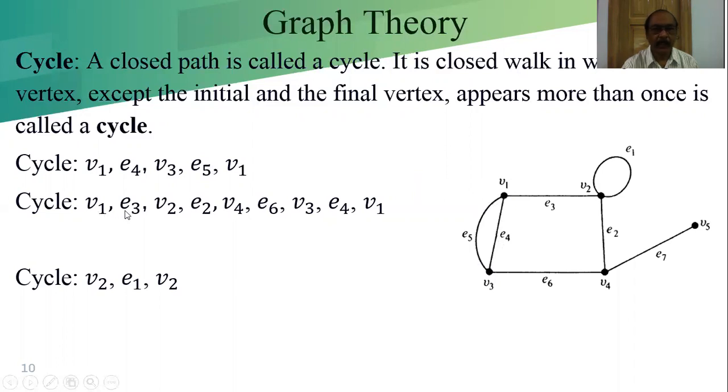Again one cycle: V1, E3, V2, then E2, V4, E6, V3, E4, V1. So this is one cycle. But we can say this is also a circuit. A cycle may be a circuit, but a circuit may not always be a cycle. E2, V2, E1, V2. This is one cycle.